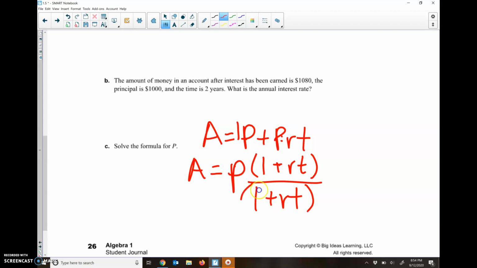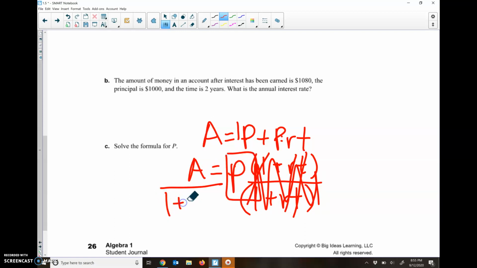So they're all being multiplied by P, so I'm going to divide. 1 divided by 1 cancels out, it's 1. R divided by R cancels out, it's 1. T divided by T cancels out, it's 1. So everything cancels out on the right side. I'm just left with P, how I want it to be. And I divide by the 1 plus RT over here. And that's my answer. So P equals A divided by 1 plus RT.